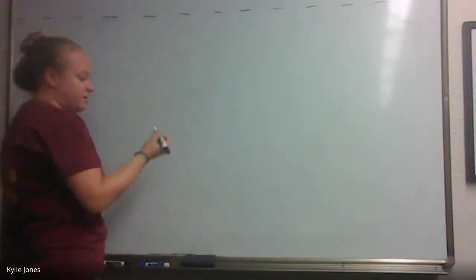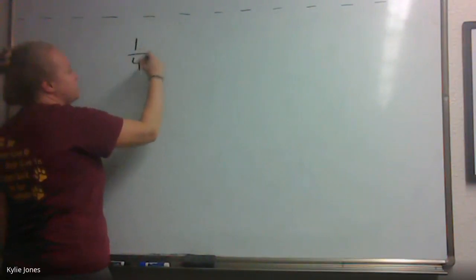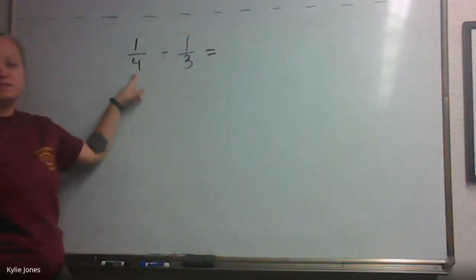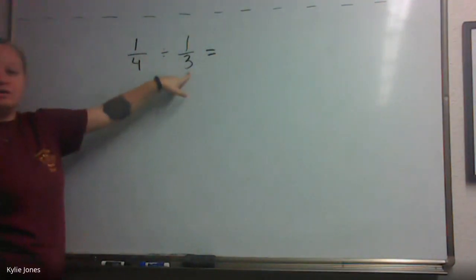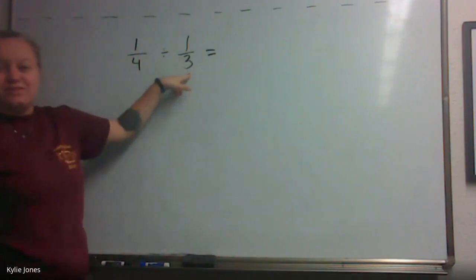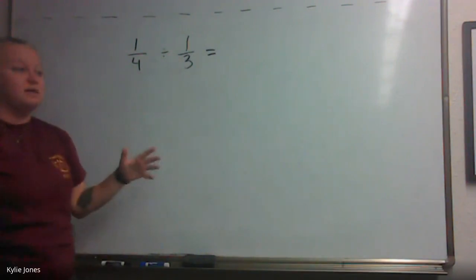All right, let's do the 1/4 divided by 1/3 that Dallin was talking about earlier. So 1/4 is technically smaller than 1/3, but that's all right. When we talk about dividing fractions, you don't have to worry about one being smaller than the other one. It will work out on its own.